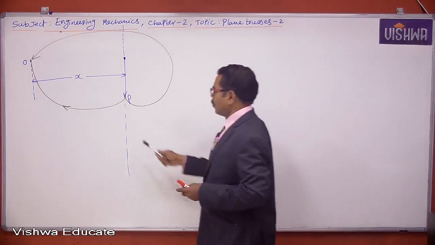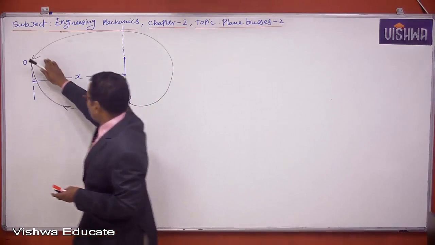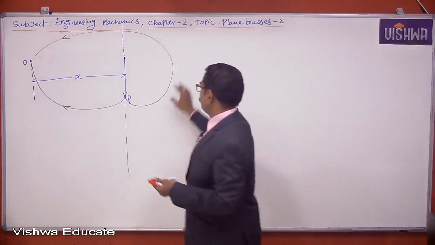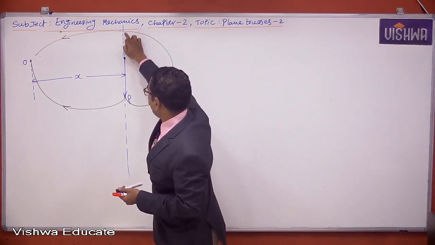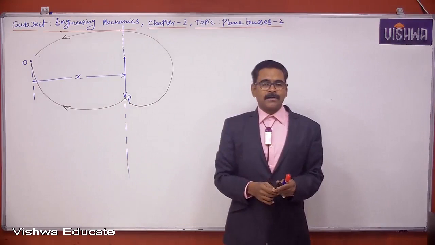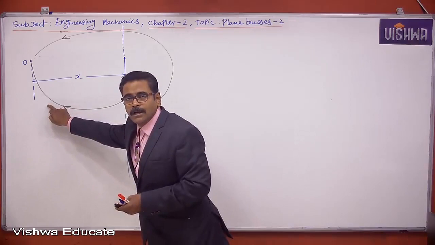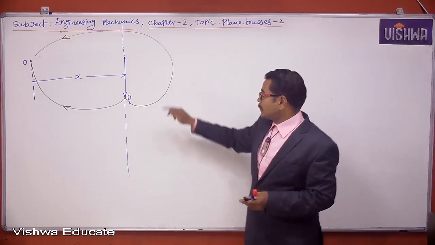One moment you can imagine like this, other moment you can imagine like this. Think about this moment. This moment is intersecting line of action of force. This moment is not intersecting line of action of force. This arc is not intersecting line of action of force, but this arc is intersecting line of action of force somewhere here.